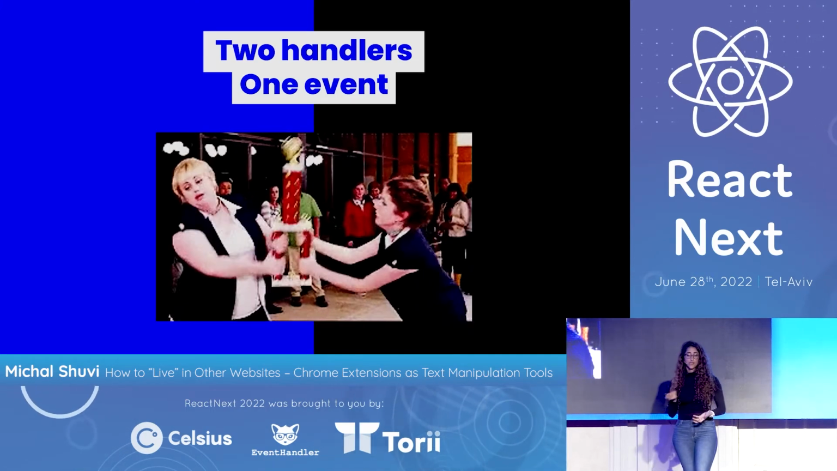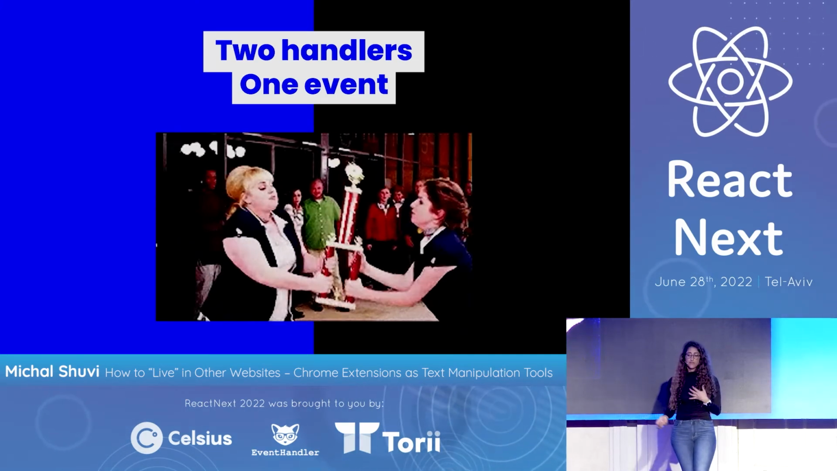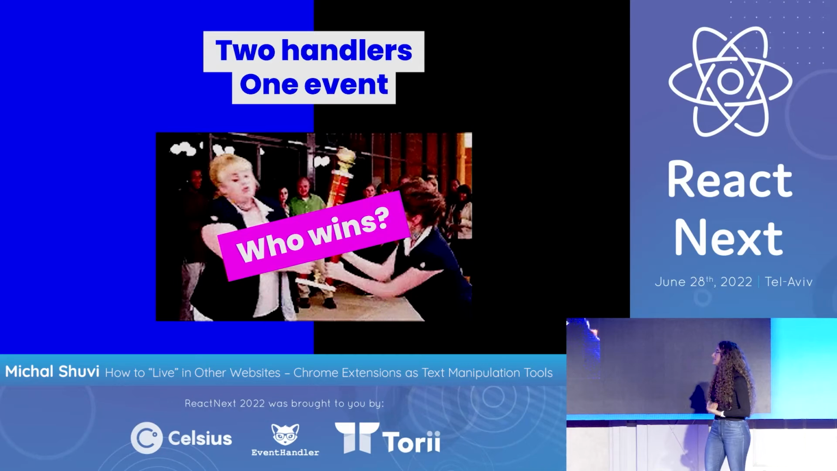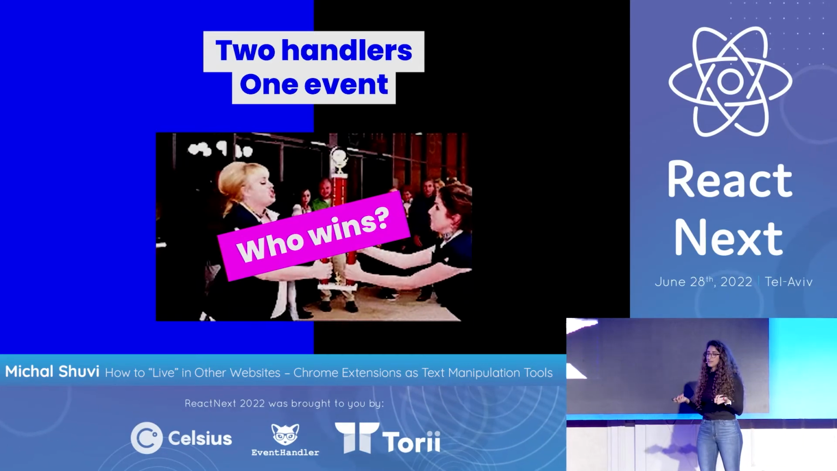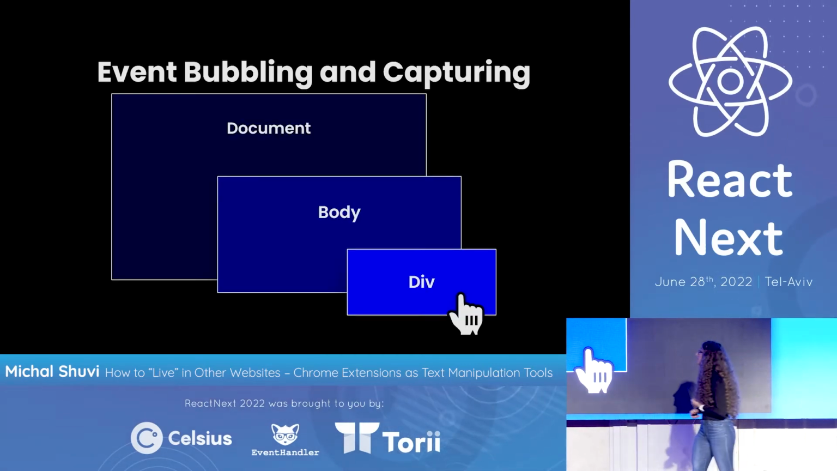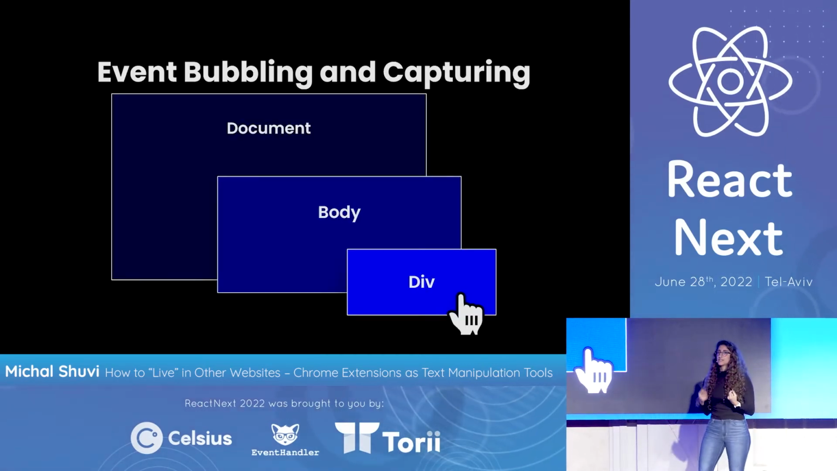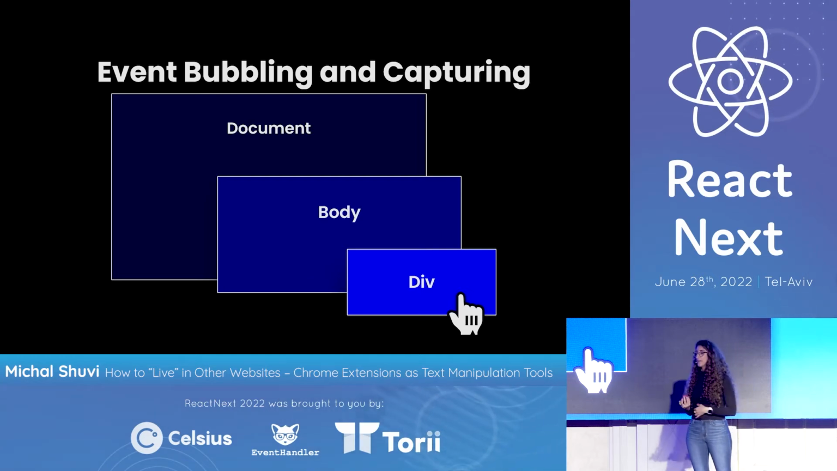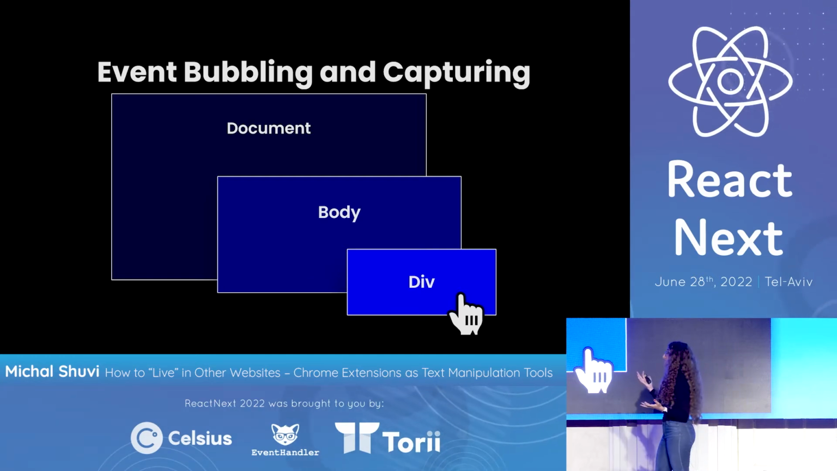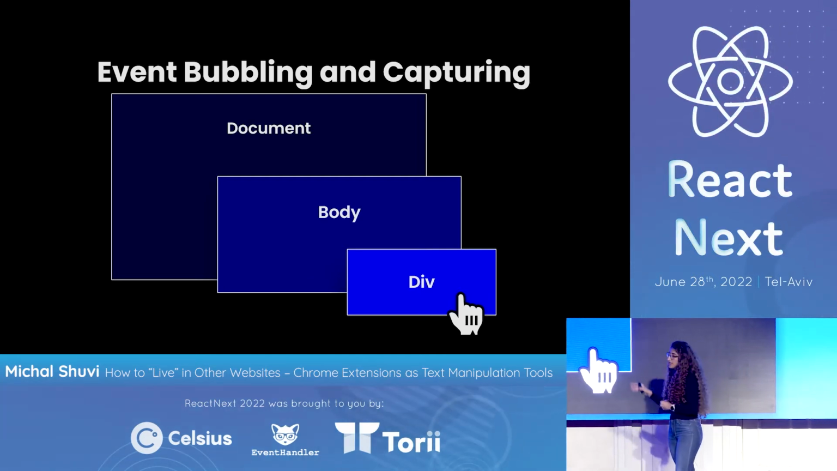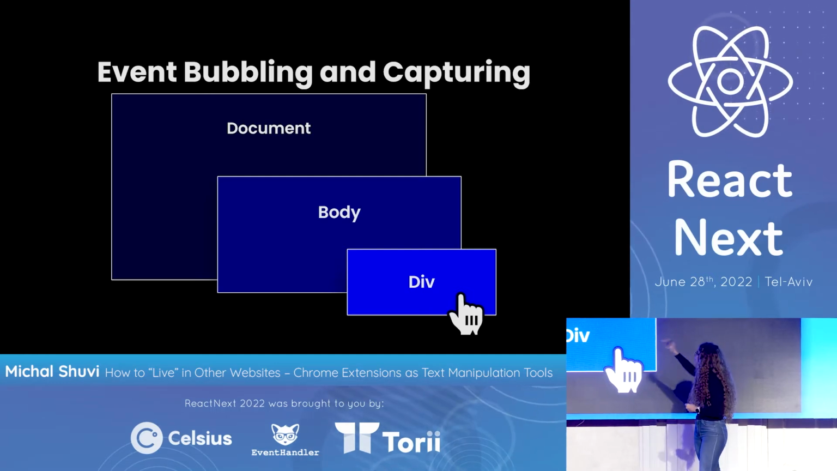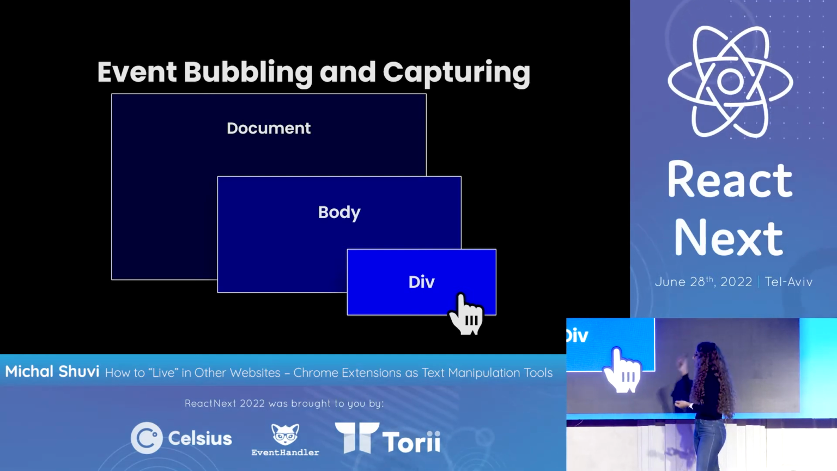So we have two event handlers and one event. Then who wins? We need to understand the basics first. We need to know how events are moving inside our page, any page in the browser. So let's look at this example. We have a div, and you click it inside some page.